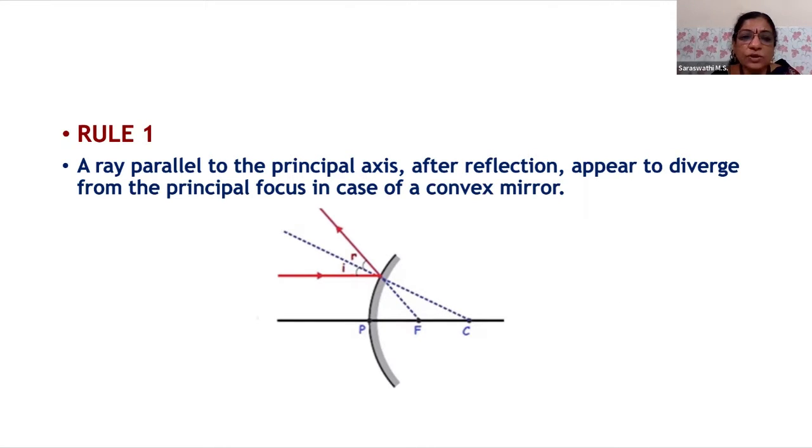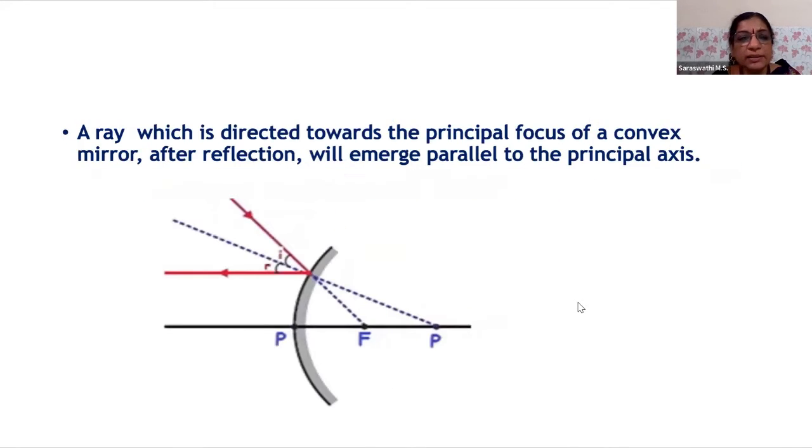A ray parallel to the principal axis after reflection appears to diverge, because the convex mirror is a diverging mirror, and appears to pass through the focus. So all the rays here are virtual rays. Virtual rays we indicate using dotted lines. Then we have a ray which is directed towards the principal axis, which appears to pass through the principal focus. After reflection it will travel parallel.